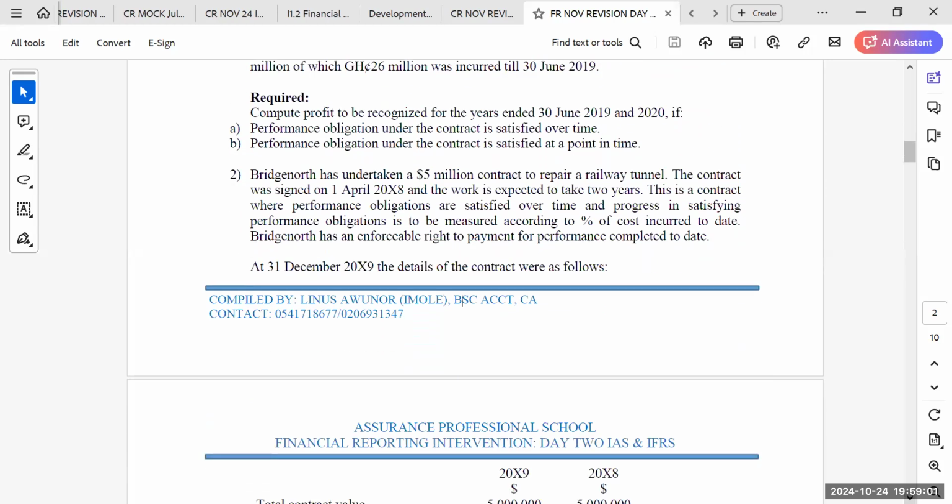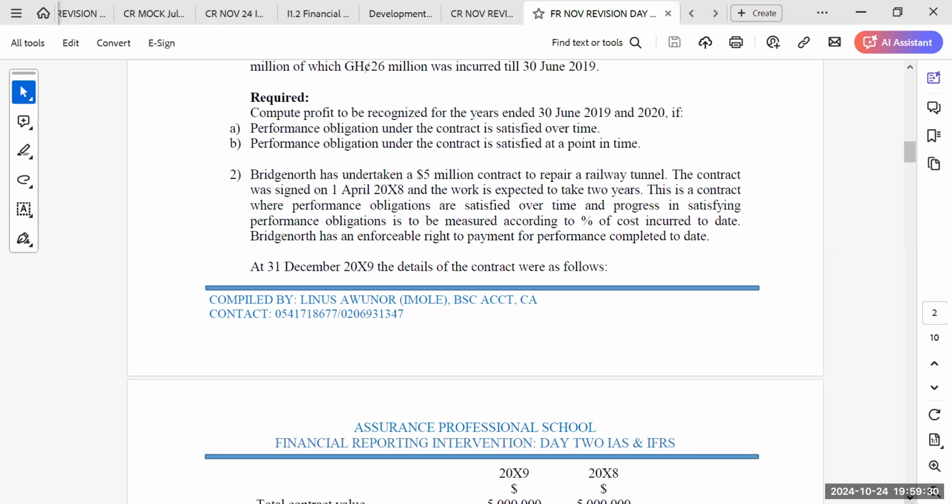Bridge North has undertaken a $5 million contract to repair a railway tunnel. The contract was signed on 1st April 20X8, and the work is expected to take 2 years. This is a contract where performance obligations are satisfied over time, and progress in satisfying the performance obligation is to be measured according to percentage of cost incurred to date. Bridge North has an enforceable right to payments for performance completed to date.